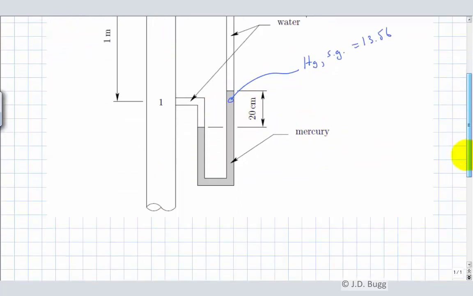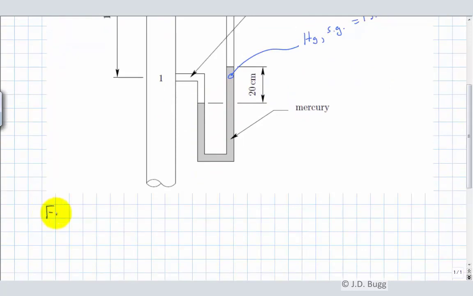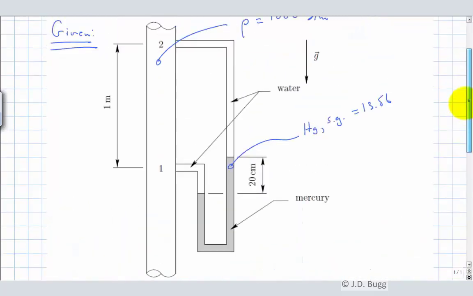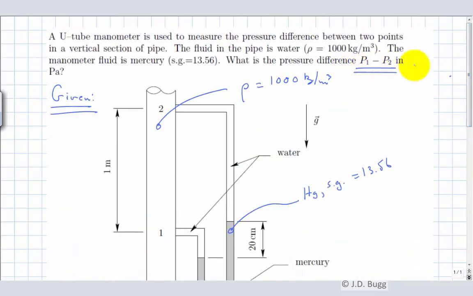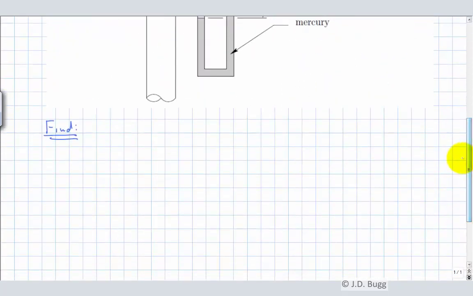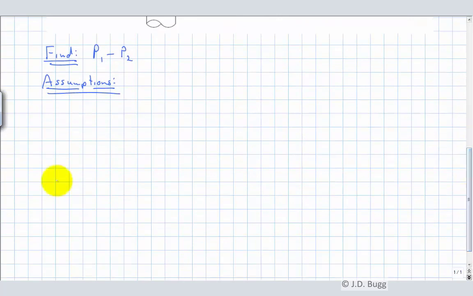So, what are we asked to find? Let's make our statement of what we're asked to find. And that's very direct here. We're asked to find P1 minus P2. So we can just simply say P1 minus P2. Assumptions. And again, I'm just going to leave space there and come back and put the assumptions in as we make them. Our analysis.